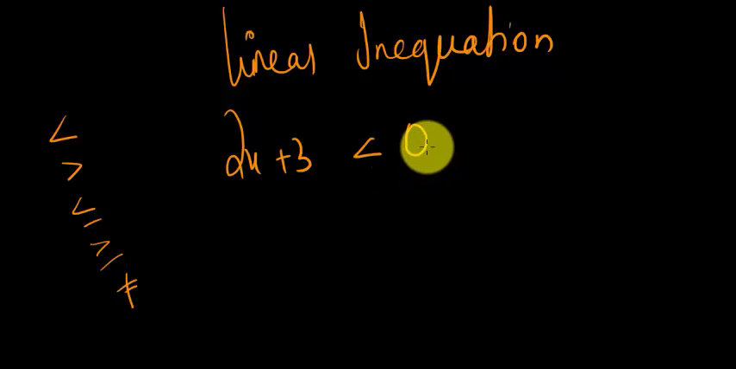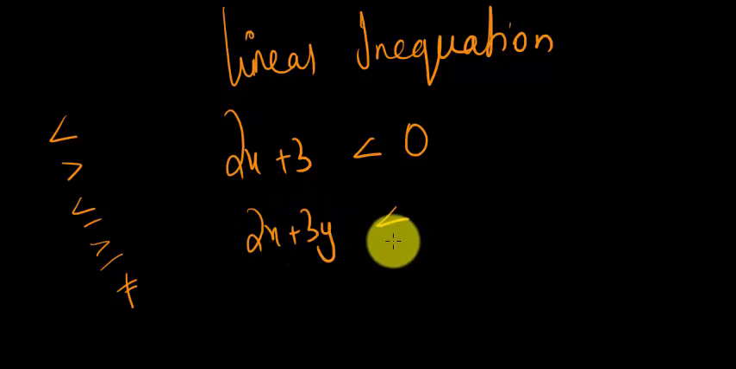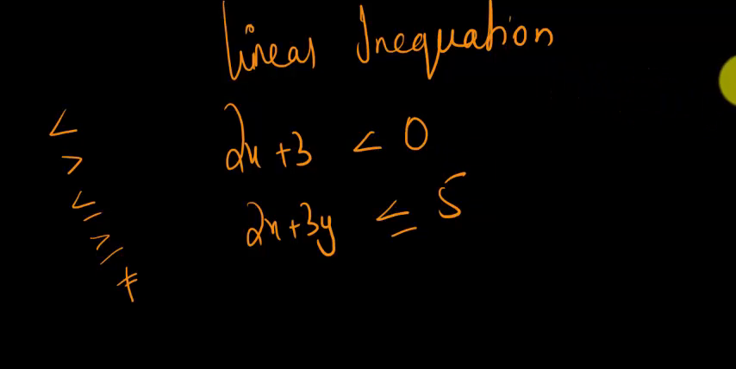I can have linear inequations in one variable or in 2 variables also. 2x plus 3y is less than or equal to 5. This is a linear inequation in 2 variables. Now, what does this mean on the graph? We will be looking at that later. As of now, we will understand how to solve linear inequations and how to find a solution when the replacement set is being given to me.